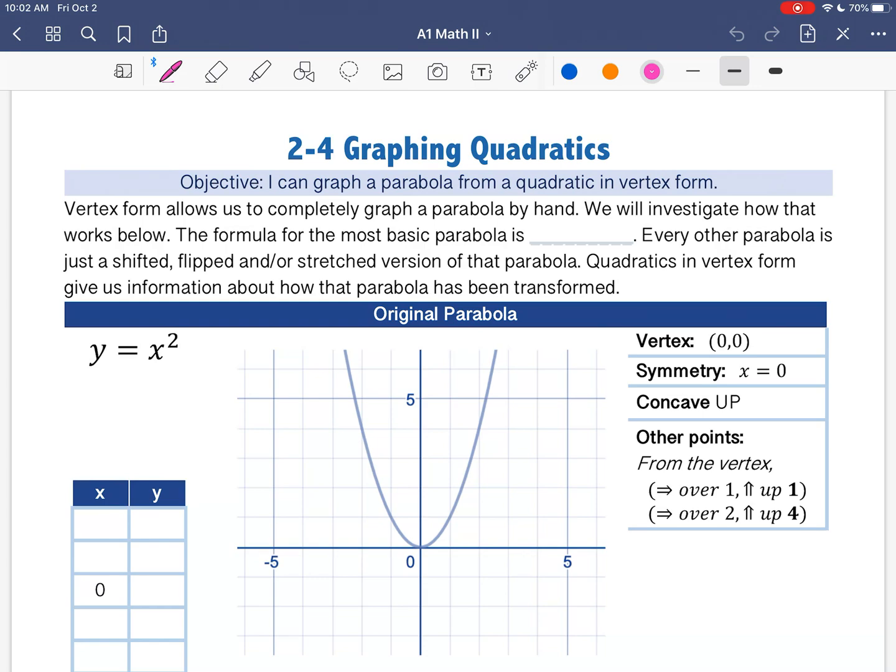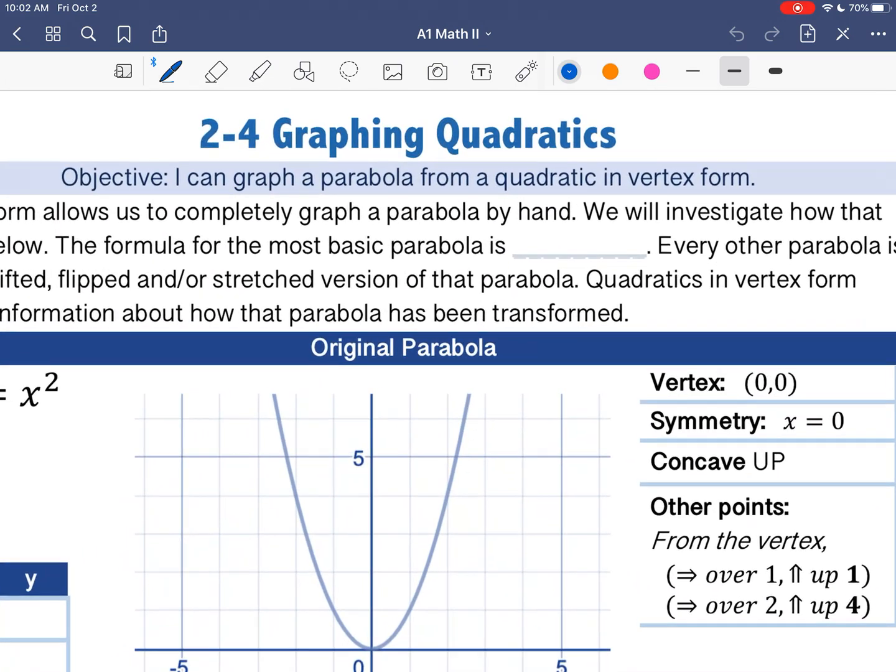Alright, this is 2-4, Graphing Quadratics. So our objective today is to be able to graph a parabola from a quadratic in vertex form by hand. This is not as hard as it will feel at first, and I promise that.